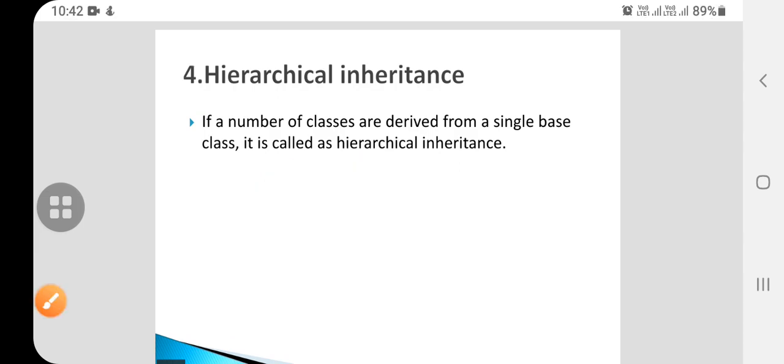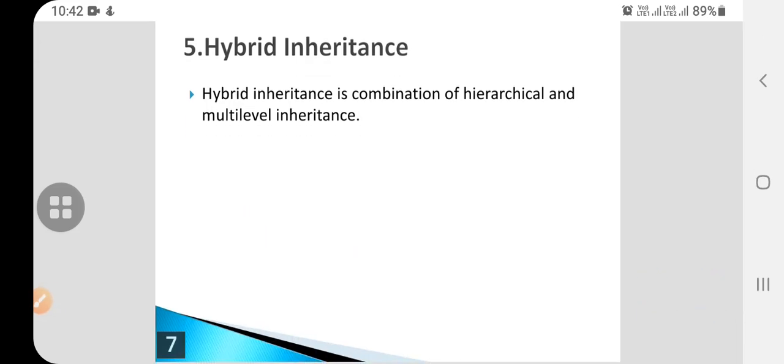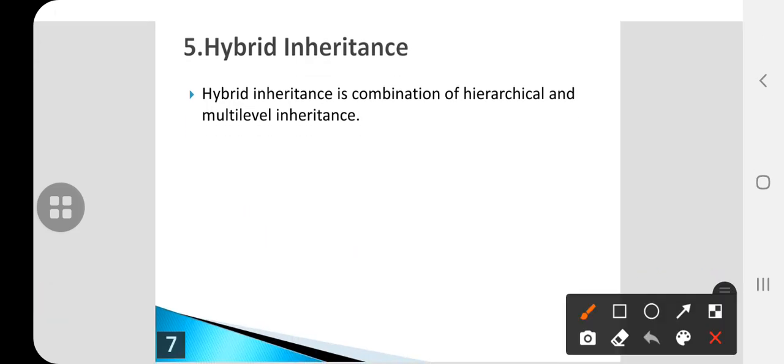Okay students, so let us move on to the last type of inheritance, that is hybrid inheritance. Hybrid in the sense means joining or combining 2 things. So here we will combine 2 types of inheritance. We will be combining hierarchical inheritance with multi-level inheritance. So here you would see the definition. There is one hierarchical inheritance and one multi-level inheritance.